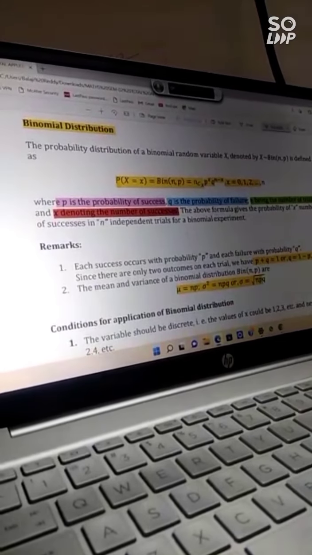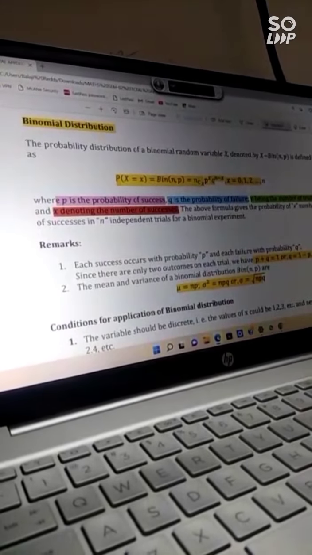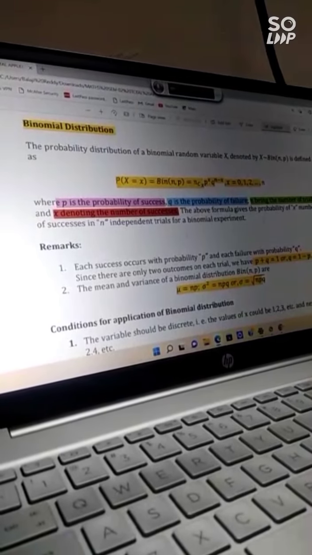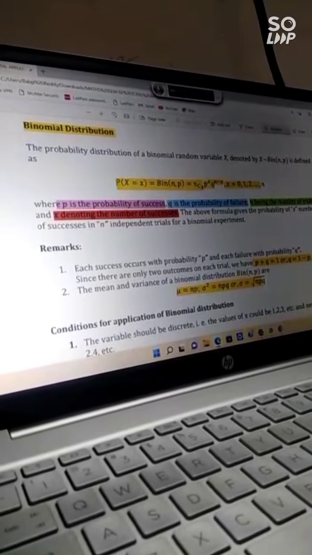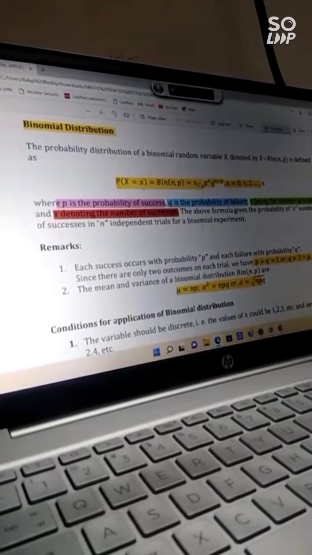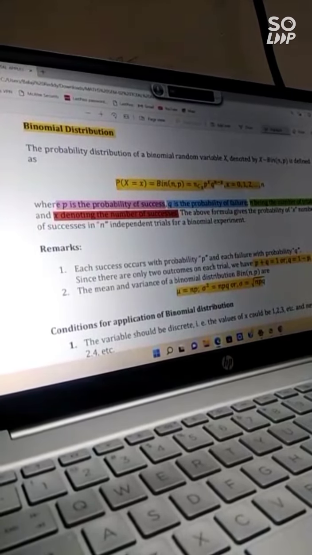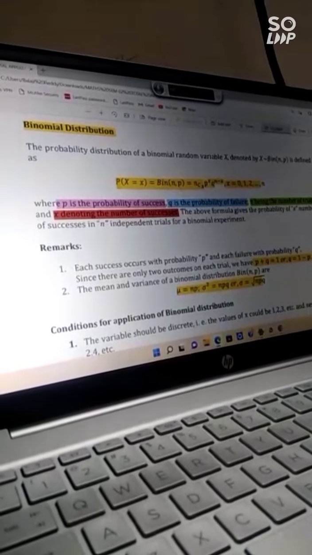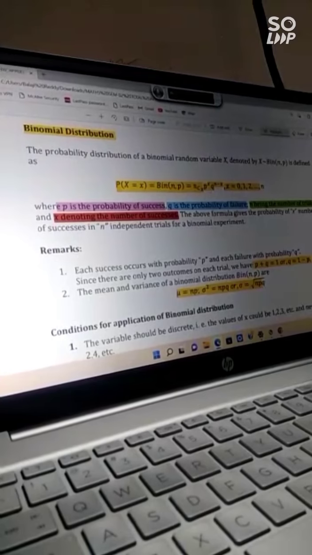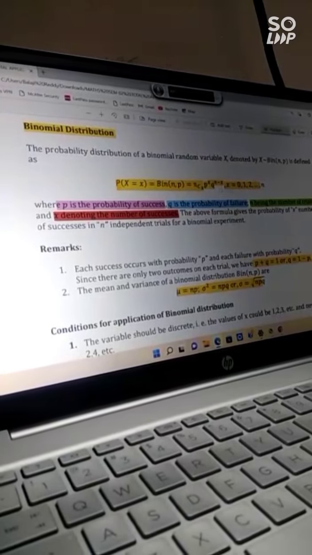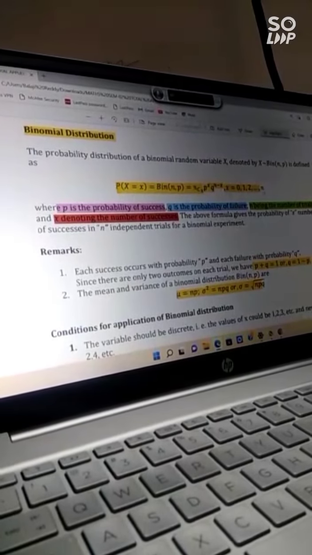Today we shall discuss the binomial distribution, and we shall go directly into the formula. P of capital X equals small x, where small x denotes the number of successes, and X follows a binomial distribution with parameters n, p, where the formula is nCx p power x q power n minus x, and x can take the values from 0 to n.